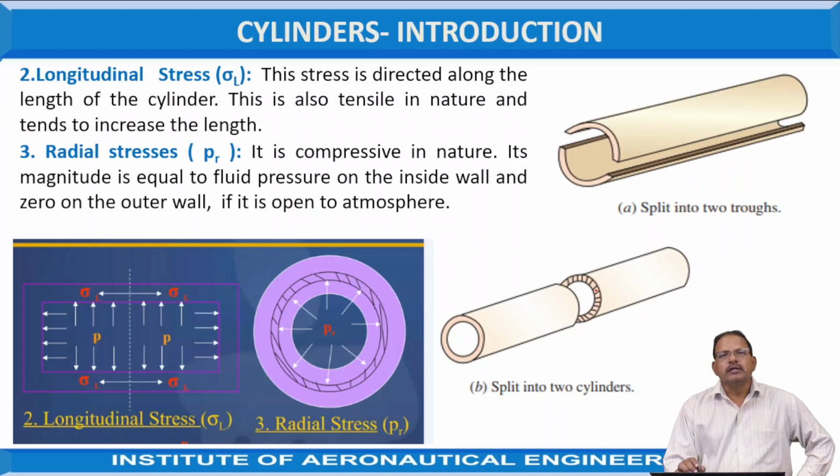The third one is the radial stress. It always acts in the opposite direction to that in which the pressure inside the cylinder is acting. Generally, the pressure is acting radially outward, and radial stresses act towards the inside of the cylinder. Hence, these are compressive in nature. These three types of stresses are induced in the cylinders when they store fluids, liquids or gases at high pressure.